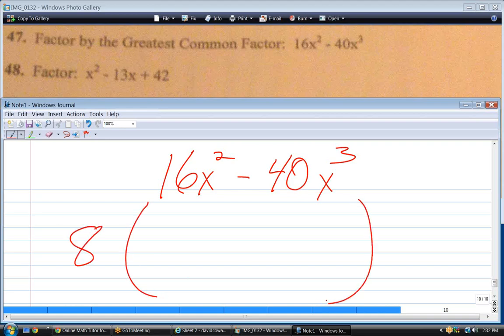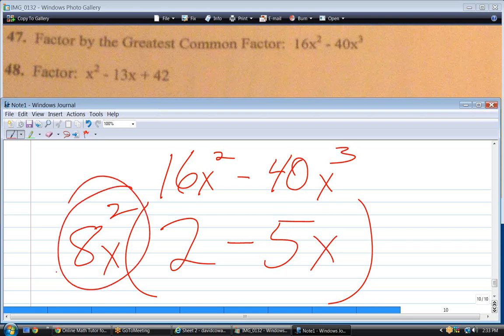What's the greatest variable that divides into both of these? X to the second. Good. I can factor out an x to the second. Now what's left over? In other words, when I actually divide that into that, what do I have here? What's 16x squared divided by 8x squared? You'd have 2, just 2. And then what's 40x cubed divided by 8x squared? Wouldn't that be 5x? That's it. You've just factored out the greatest common factor.